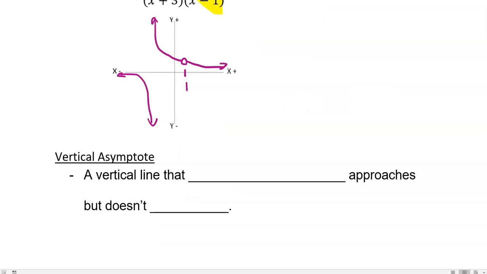Okay, so now the second thing we're going to learn about is a vertical asymptote. And this is going to make our graph sketch a little bit more specific. A vertical asymptote is a vertical line, so up and down, that the graph approaches, but it doesn't cross. Okay, so it gets close to it, but it doesn't cross it.